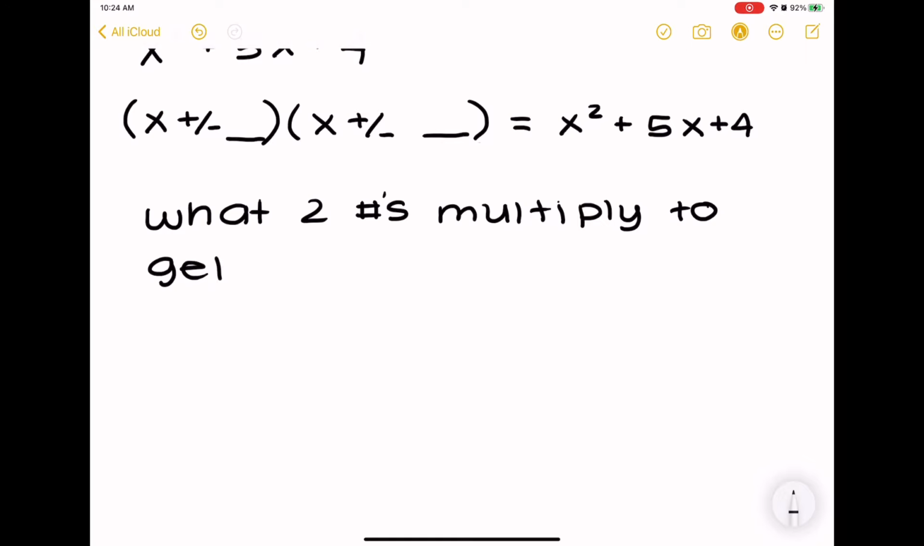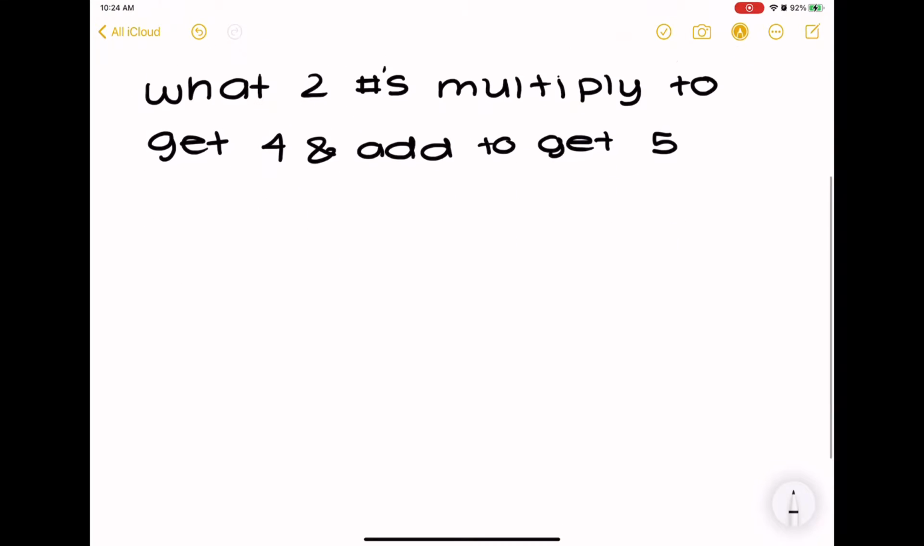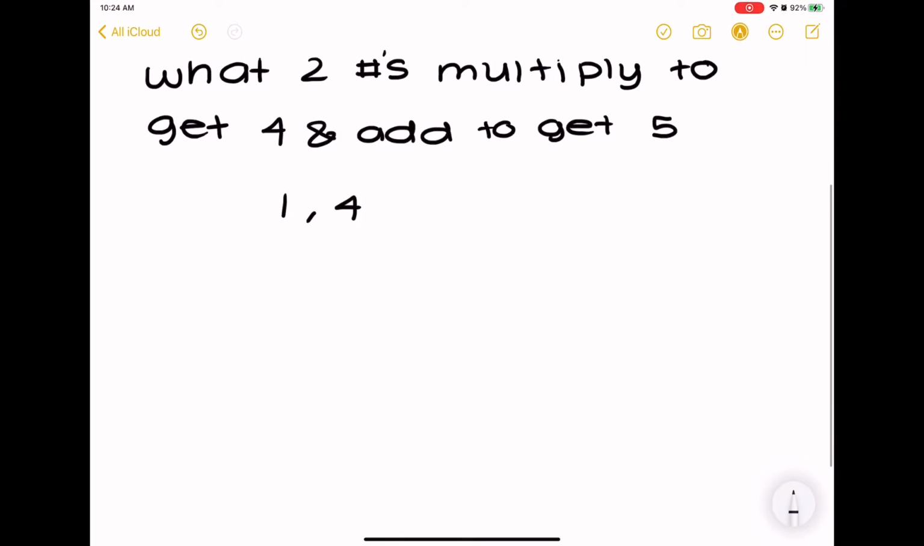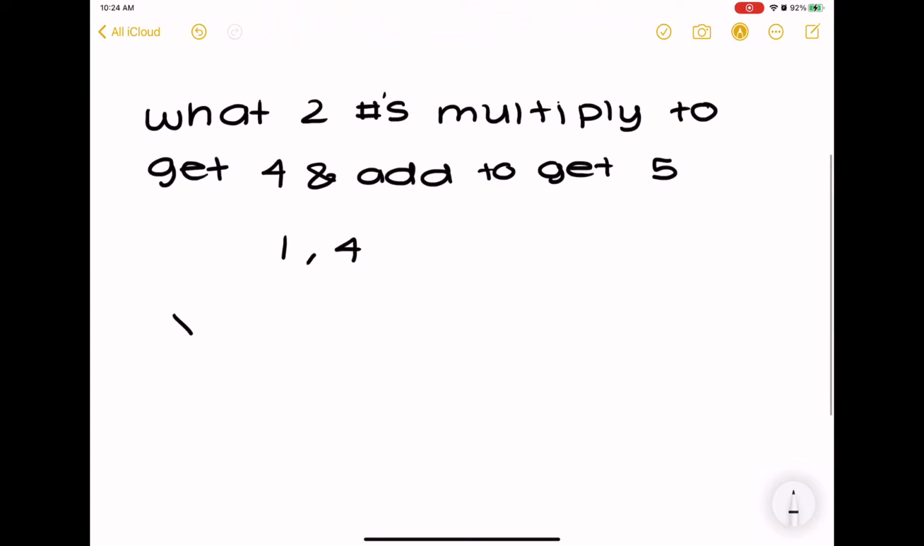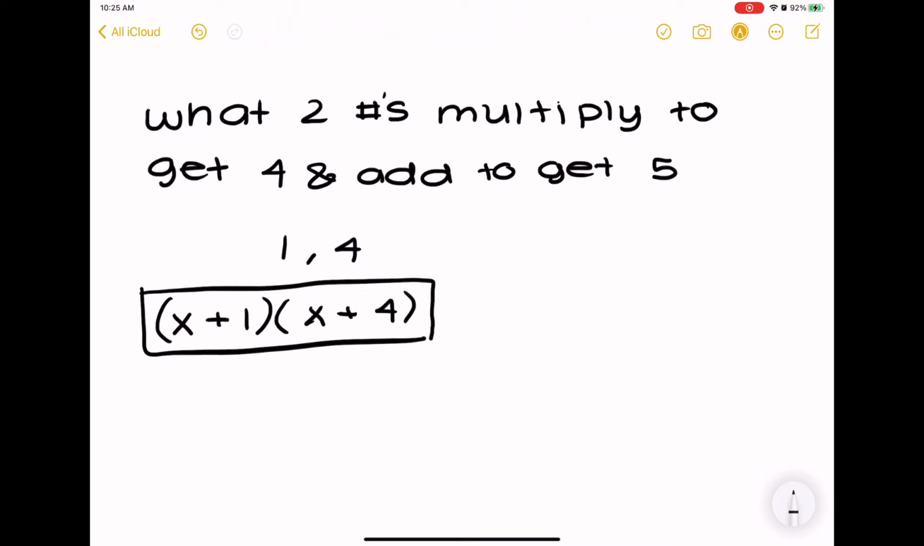So let's say I were to write my equation as ax squared plus bx plus c, or a plus b plus c. I want to figure out what two numbers multiply to get c and what two numbers add to get the b. So for example, in this equation, we have 1 and 4. When you multiply them, you get 4, and when you add them, you get 5.